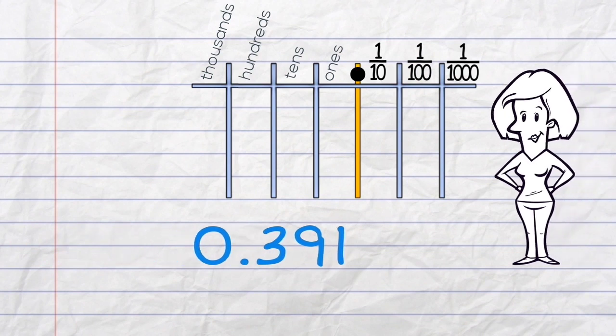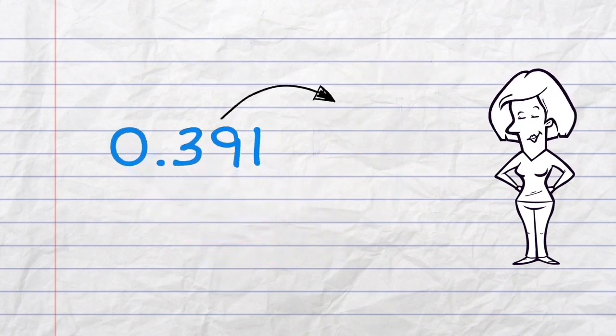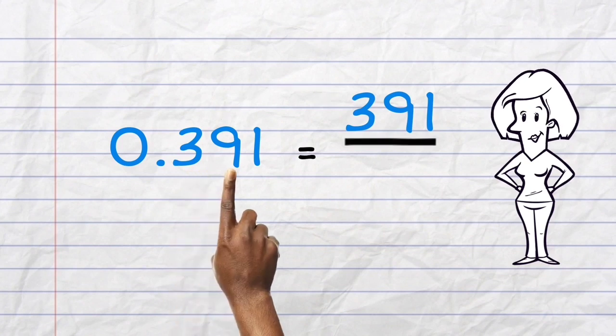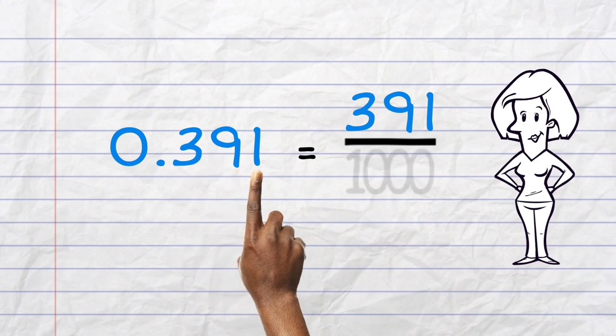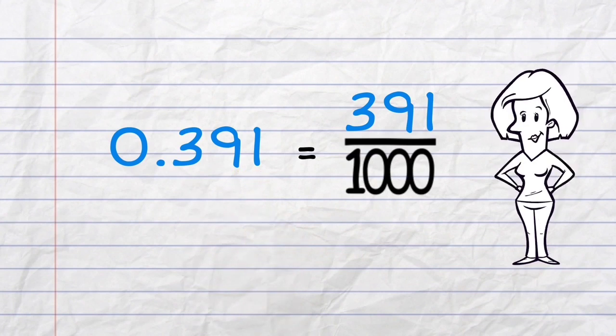Now in this we have 3 figures after the decimal point. We don't need a chart for this, right? So what we will do is write 391 as the numerator and just count the places: tenths, hundredths, thousandths. So 391 upon 1000. I think you have understood how to convert it.